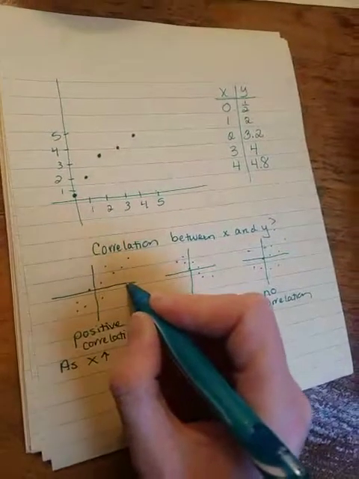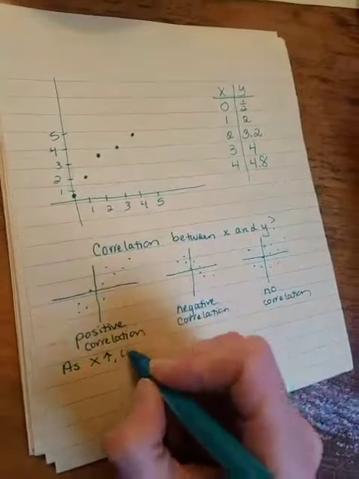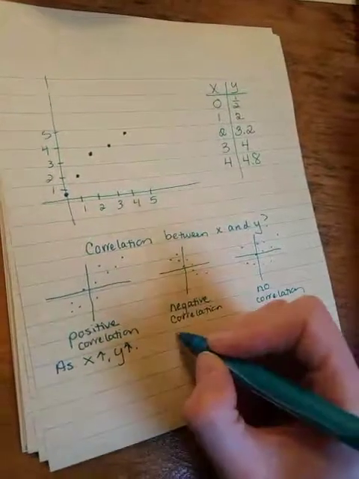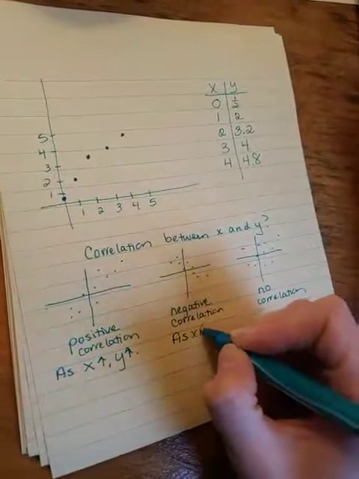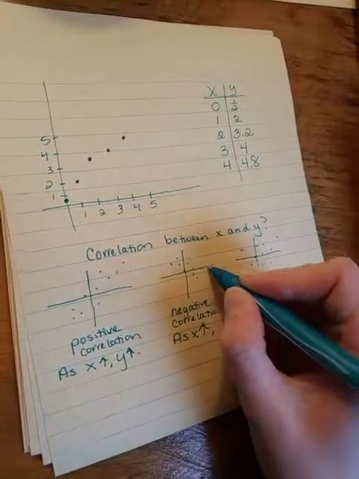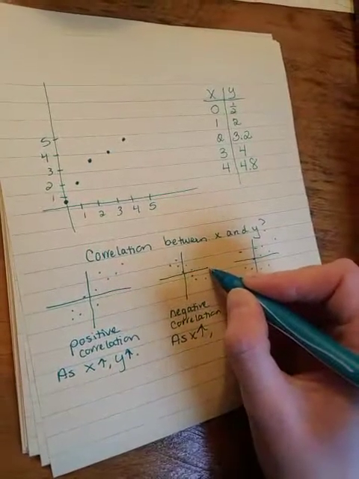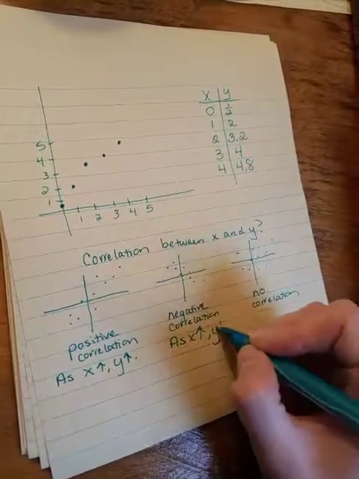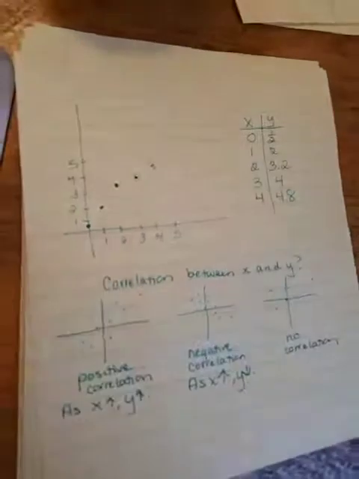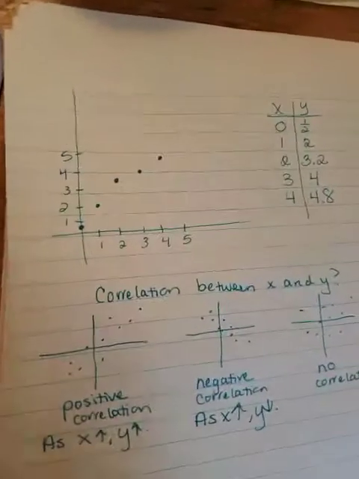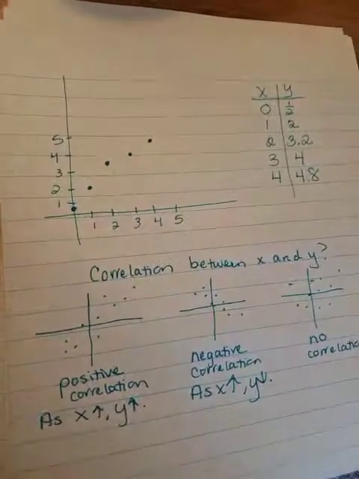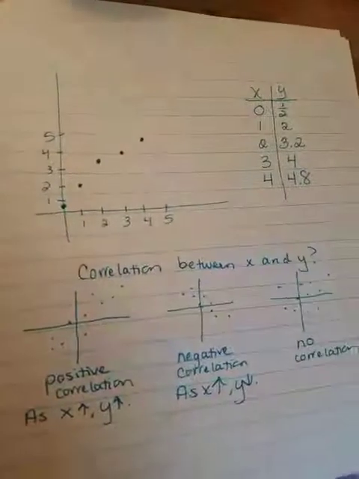as X is getting bigger, what's Y doing? Y is getting bigger. Negative correlation, as X is getting bigger, so as X is going on the X-axis, more positive, what's happening to the Y? It's decreasing. And then there's no relationship with no correlation. Okay, so recap. That was a little side lesson on correlation.